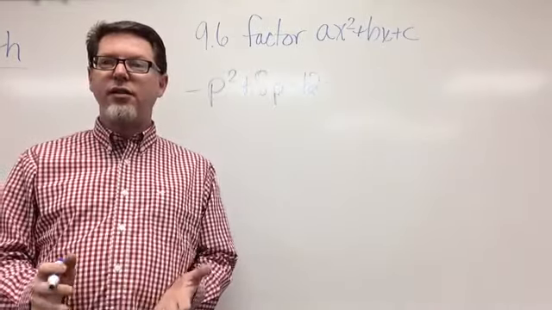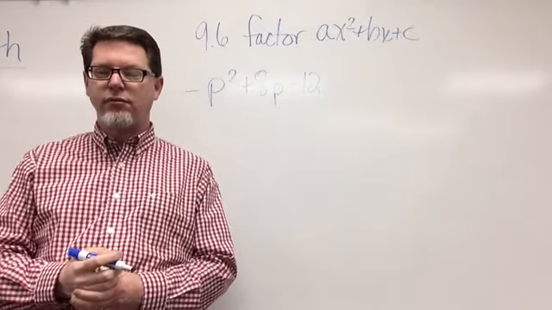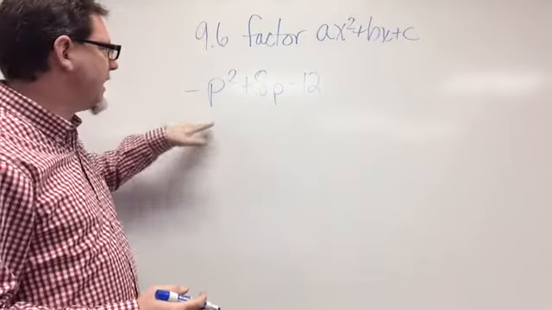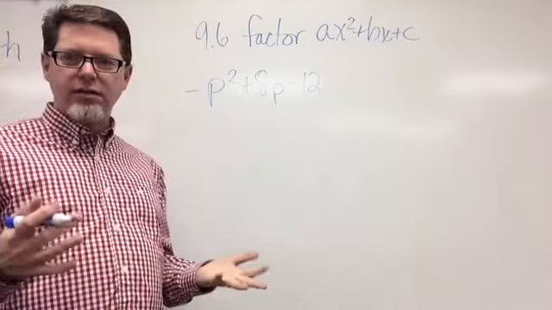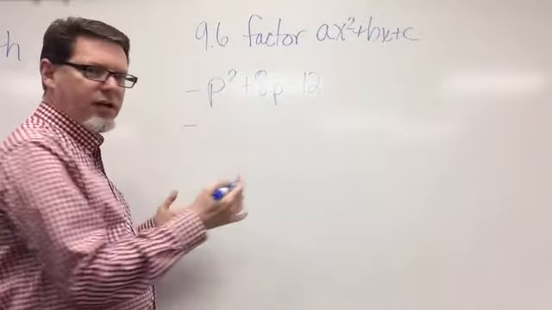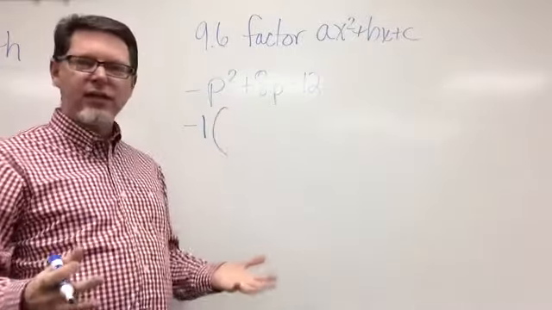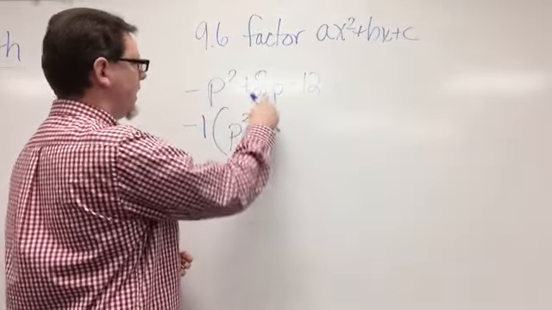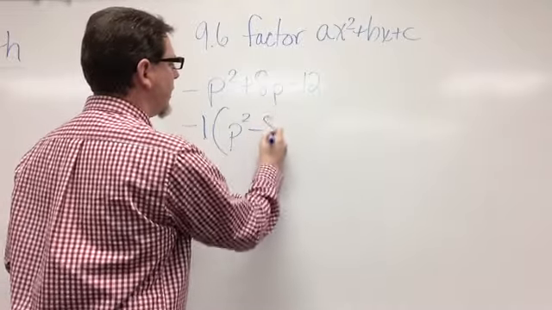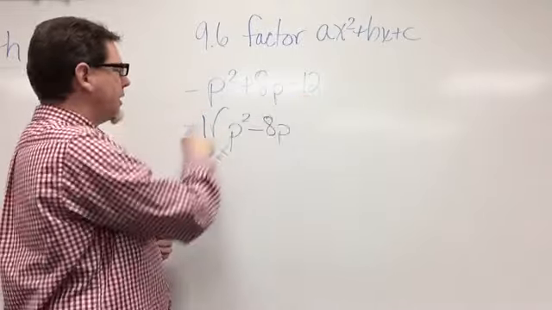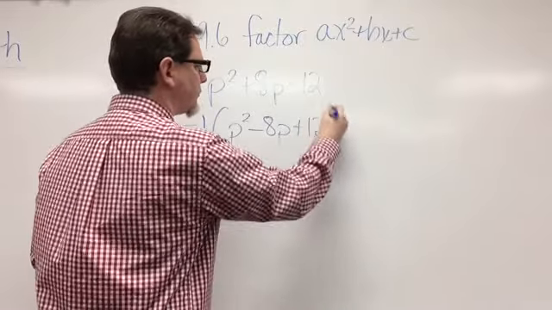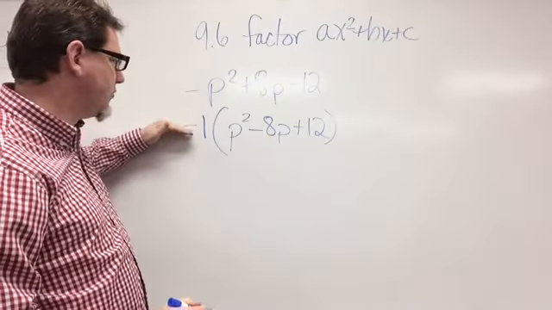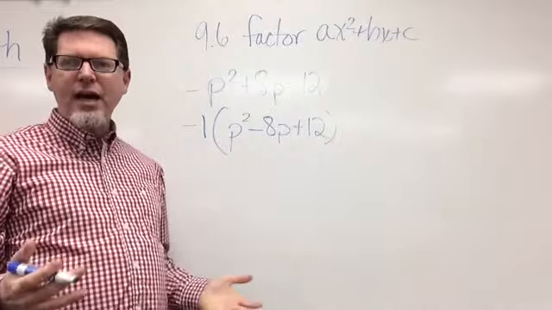The first example we'll do together is negative p squared plus 8p minus 12. Well, my leading coefficient is negative, so I have to factor out that negative first. And I don't have a greatest common factor, so I'm just going to factor out the -1. So I factor out the negative, and if it helps you to put a -1 instead of just a negative, that's fine with me. So negative p squared divided by -1 is just p squared. 8p divided by -1 is negative 8p. And negative 12 divided by -1 is positive 12.